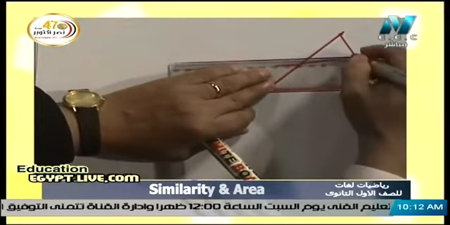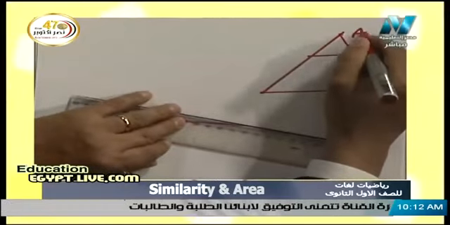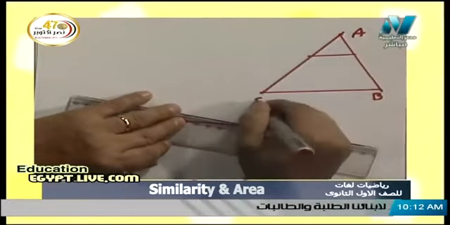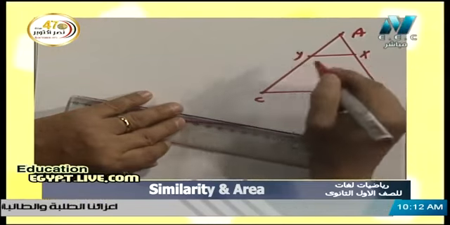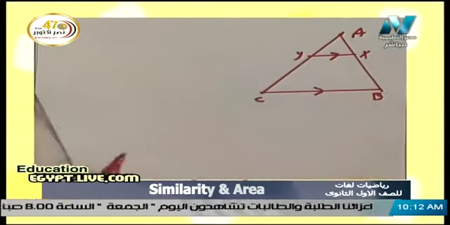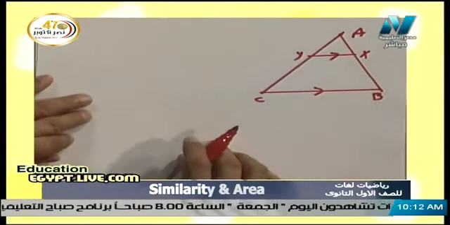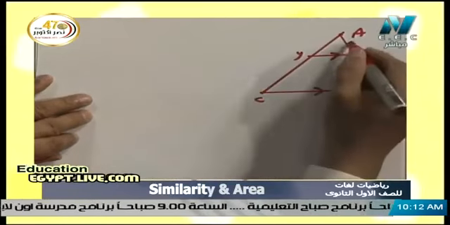and we have a line segment here. Triangle ABC, and we have XY, which is parallel to CB. And the ratio between AX to XB equals 2 to 3.